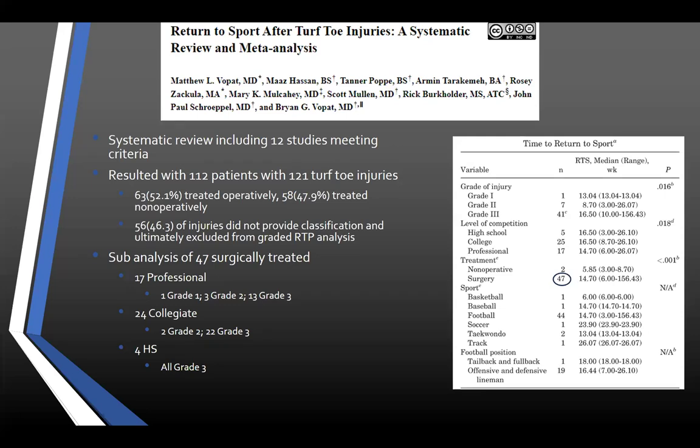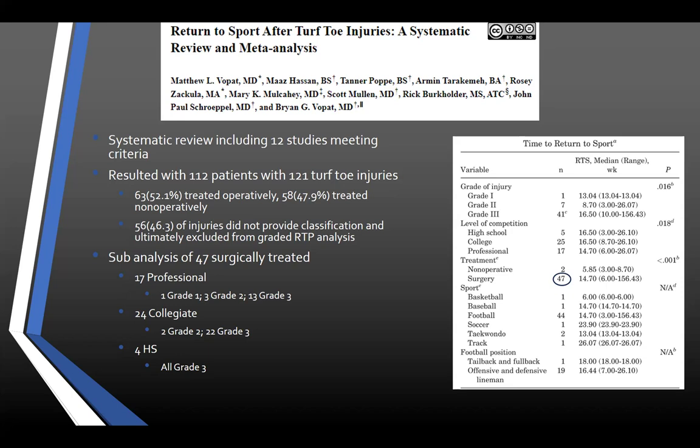Looking into the larger reviews and analyses regarding return to play, there was a 2019 large systematic review in the Journal of Sports Medicine by Bopat. In this systematic review, they ended up with 112 patients with approximately half being treated operatively and half treated non-operatively. One of the major limitations of their analysis was that the majority of literature out there didn't provide a true classification of what grade the injury was, and it led their final return to play analysis being entirely skewed and functionally entirely based off of operative patients. So when they subdivided the 47 patients that they had grades on that were treated surgically, they resulted in 17 professional athletes, 24 collegiate, and 4 high school athletes.